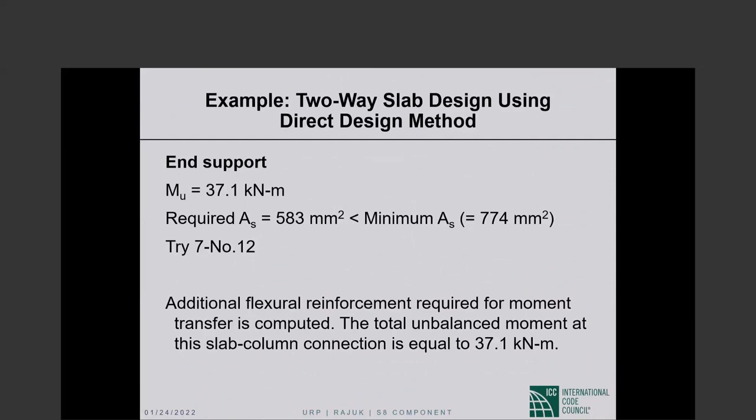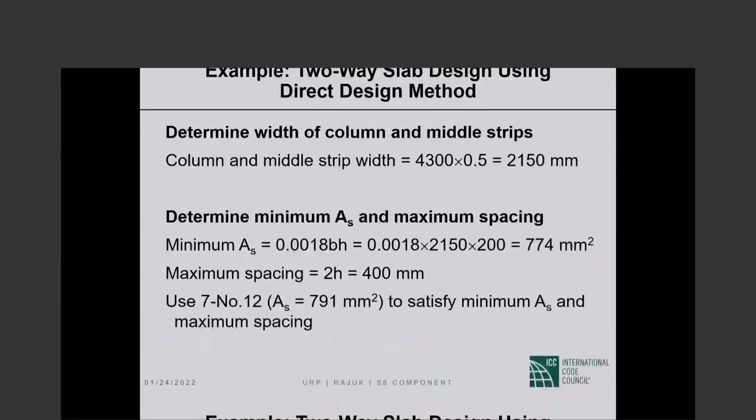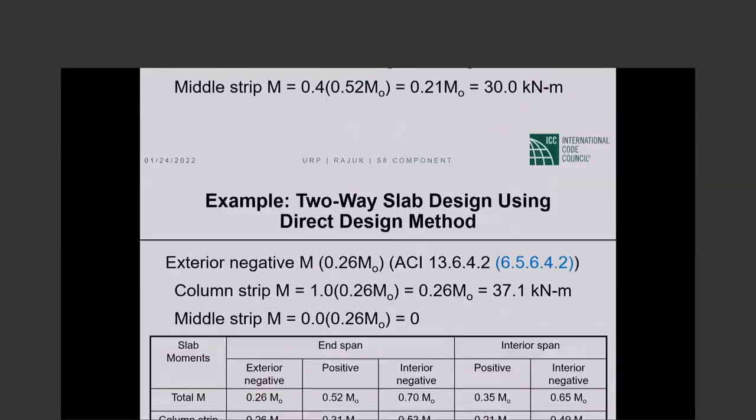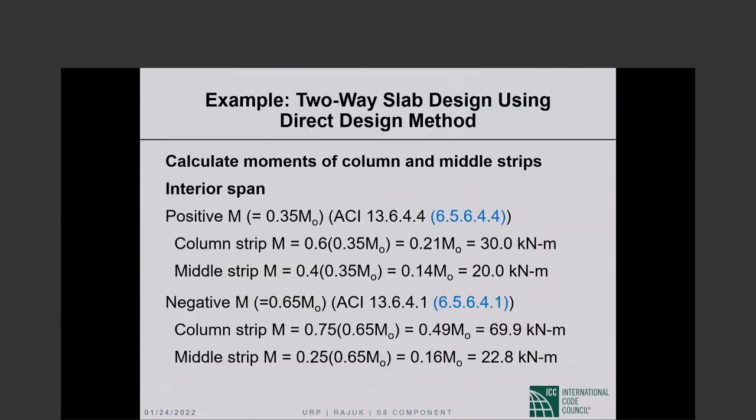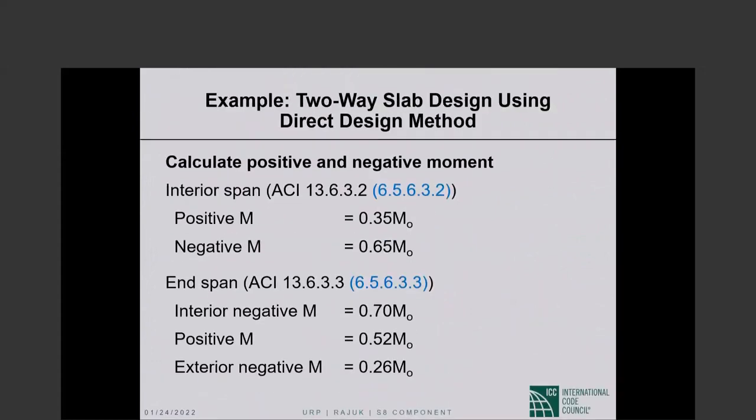Okay, now we are at the end support. The M sub U is 37.1 kilonewton meters, but that was determined a long time ago.